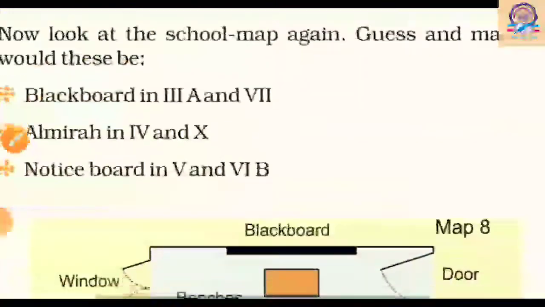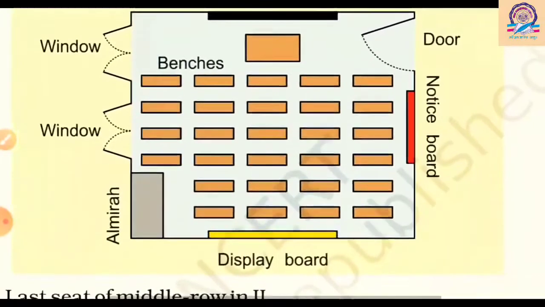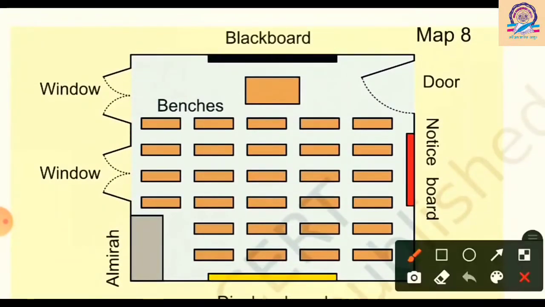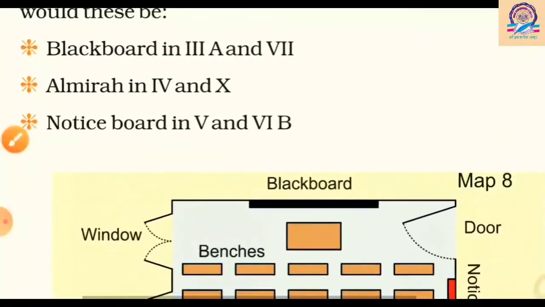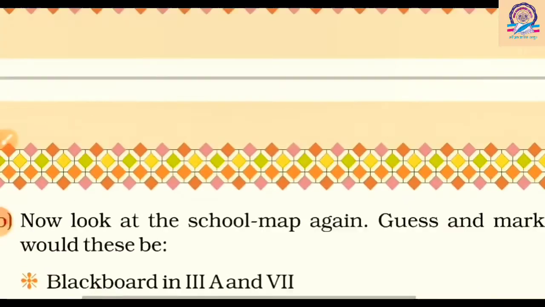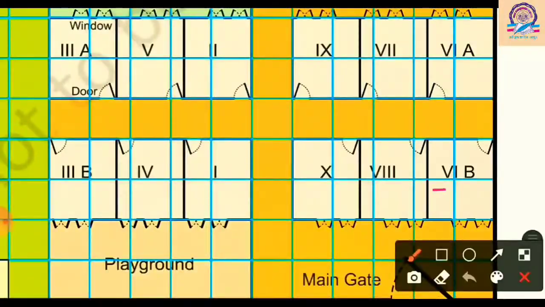Okay, next we have to locate the notice board in class 5th. The notice board is next to the door. If there is a classroom, then it will be next to the door. So we have to locate it in 5th and 6th B. Where is 5th standard? Here is 6B and here is 5th standard. We have already seen it is exactly next or adjacent to the door.